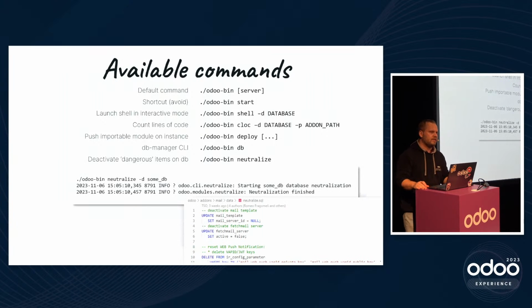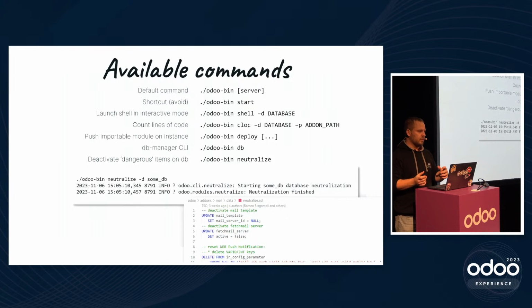We have the neutralize command, which is quite new. I think it only exists since 2 years ago or something like this. Basically, what it allows you to do is to neutralize, in the sense that once you have run this command, all the objects that have side effects outside of the database, so outgoing email servers, payments and shipping connectors, push notification tokens, everything is disabled. And then you have a database that has no side effects.